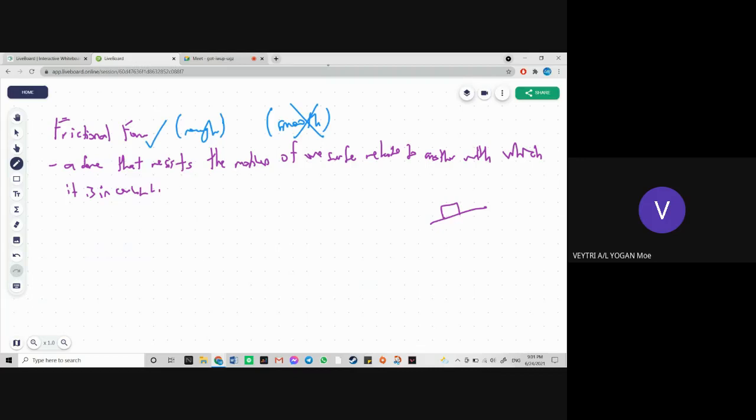Let me just continue over here. Over here, frictional force is directly proportional to the reaction force. Reaction force tadi apa?